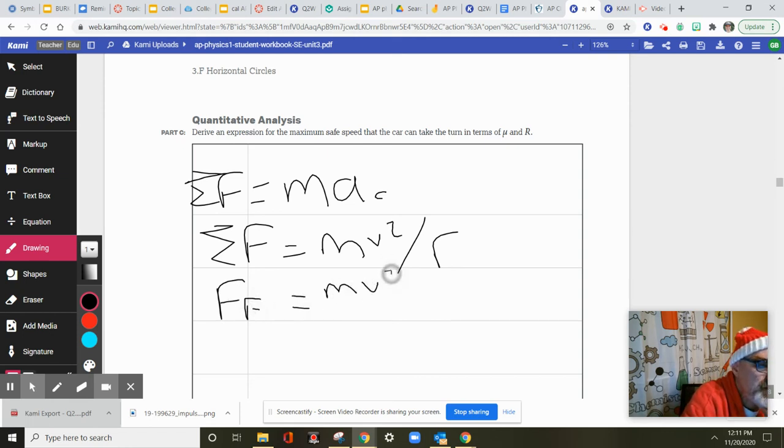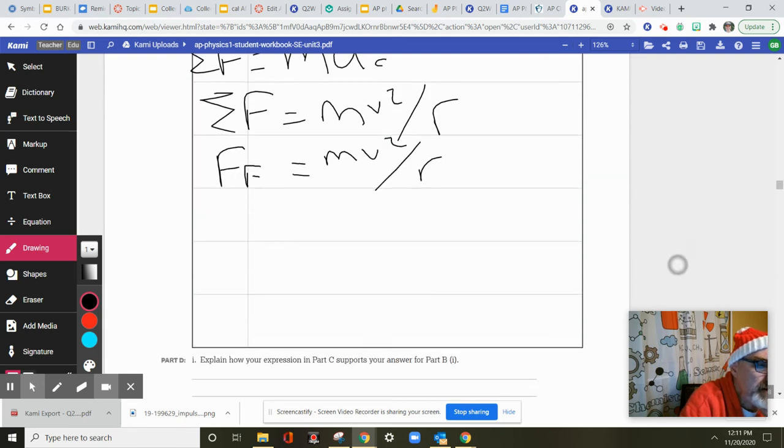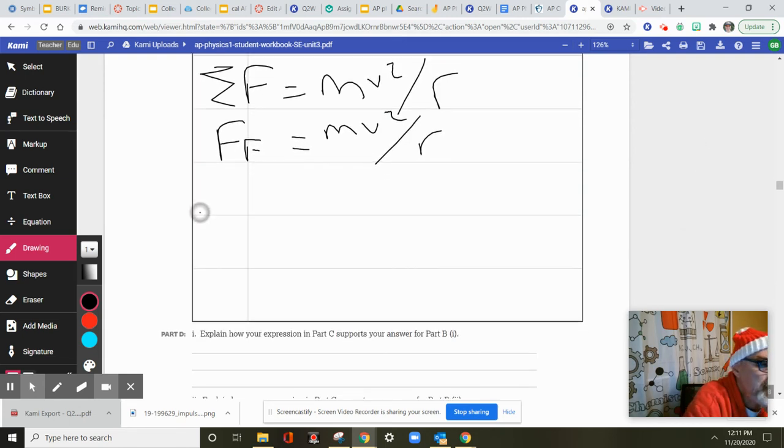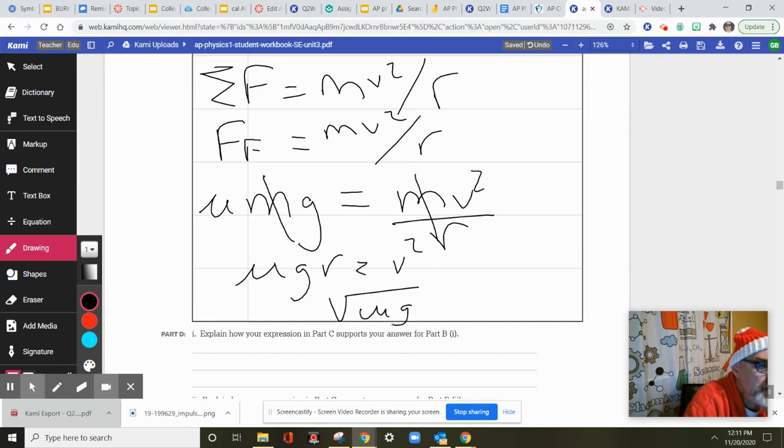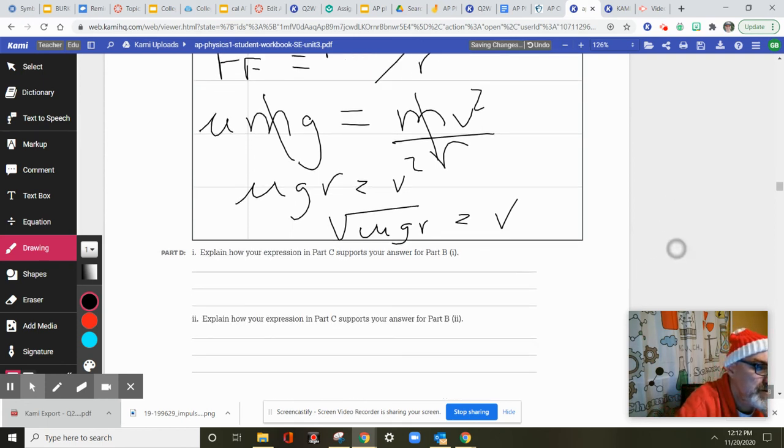If there was no friction, it would just go sliding, right? And not staying on the road. Well, the frictional force is equal to mu times the normal force, which in this case is equal to the weight. All right, and so the masses cancel, surprise, and we want to solve for v, so we would have mu g r is equal to v squared, so we would take the square root of mu g r and set that equal to the velocity. So now it's related to the coefficient of friction and the radius.